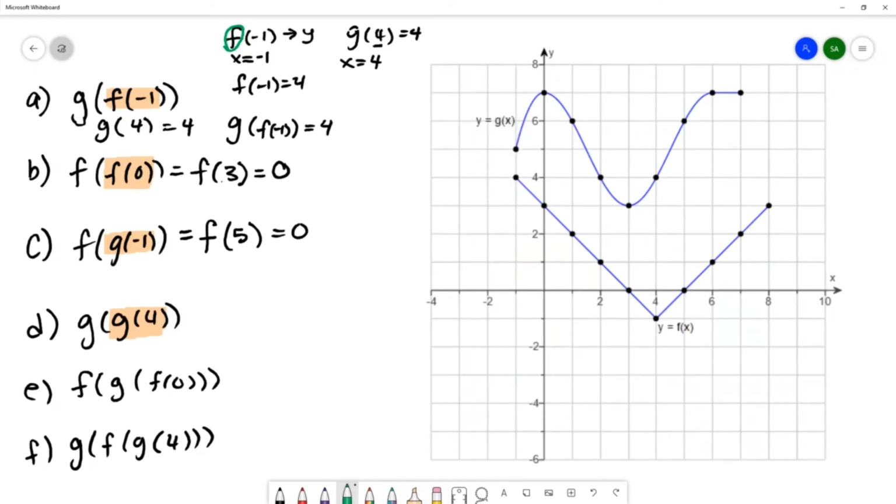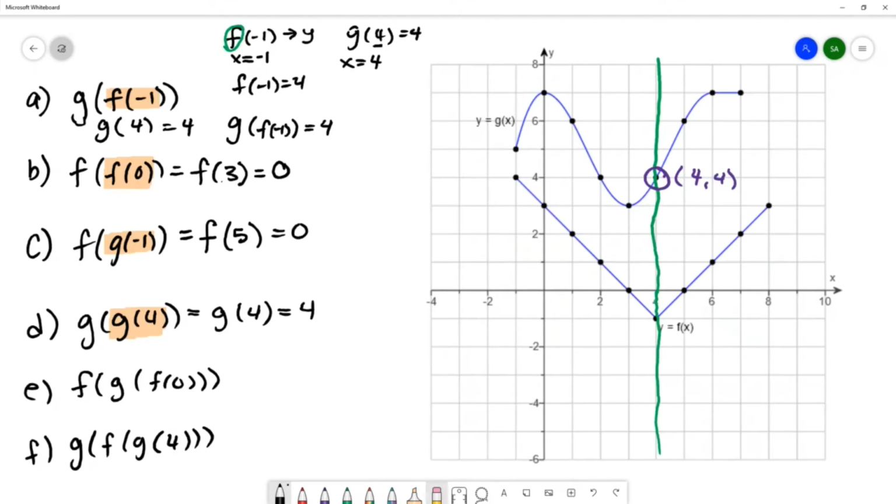So we need an x value of 4. And we want to be on the graph of G, so I'll use this point here. And that ordered pair is 4, 4. So G of 4 is 4. And we just found G of 4, and that's also 4.